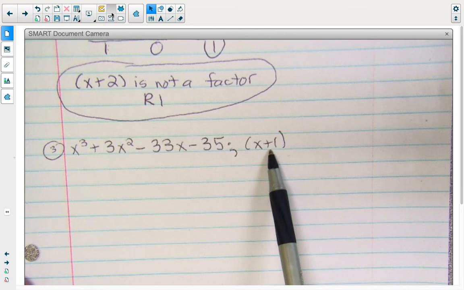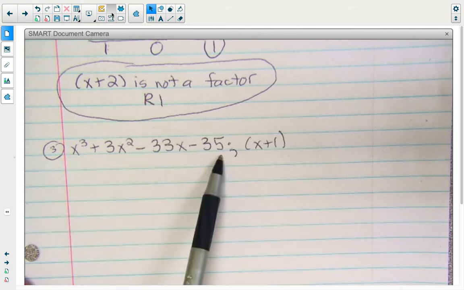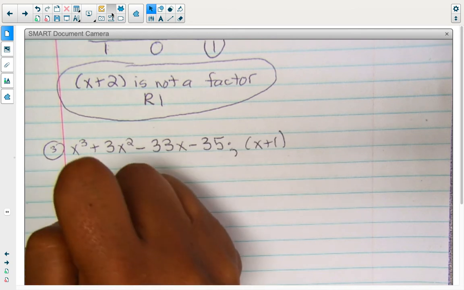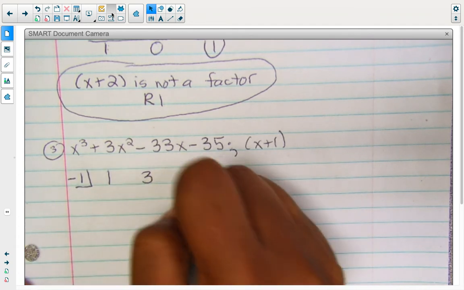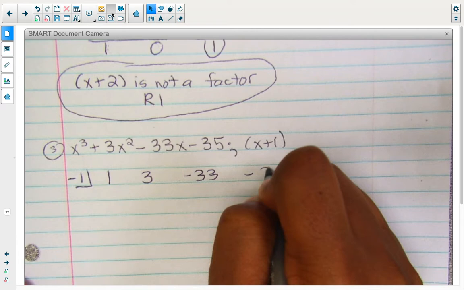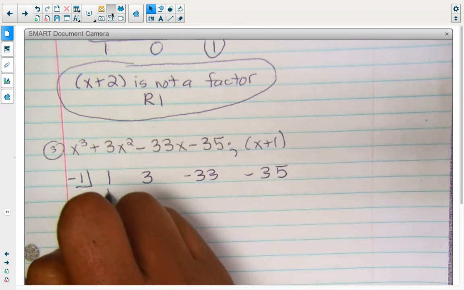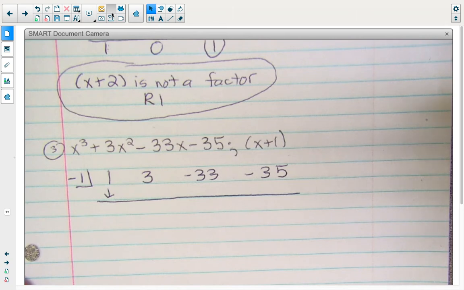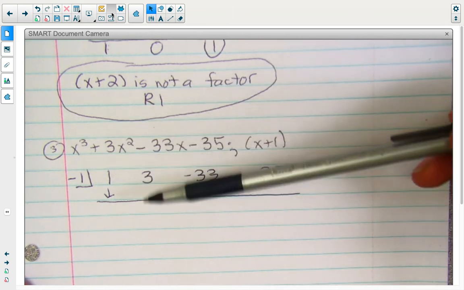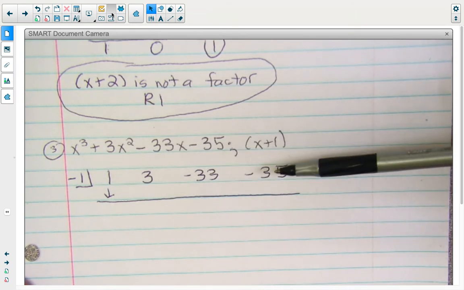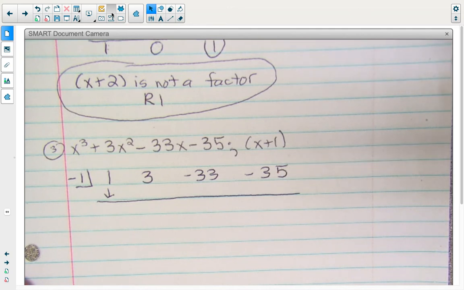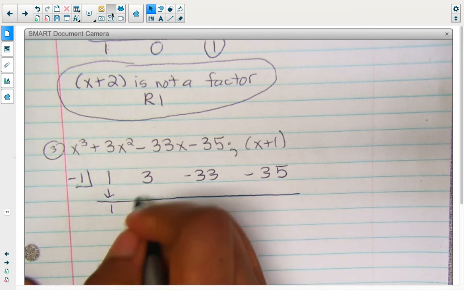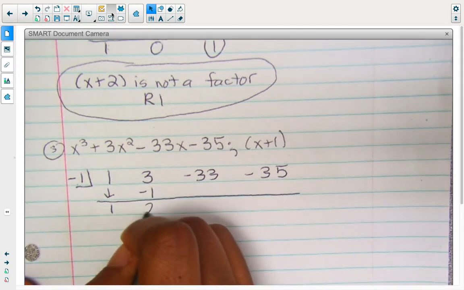This time I got x plus 1, and we're trying to see if it's a factor of this really long one here. So negative 1 goes in the box. Line up our coefficients. 1, 3, negative 33, negative 35. The first number always comes straight down. Do check for placeholders, even though I don't need it. x to the third, x squared, x to the first power. So I don't need a placeholder, so we're good to go. First number comes down. 1 times negative 1, add.